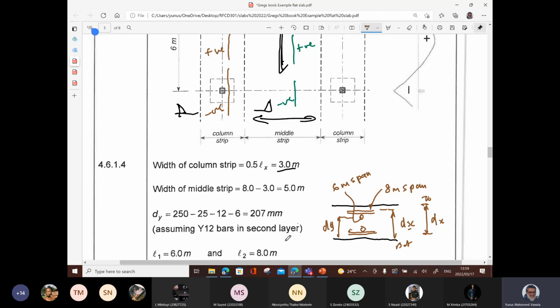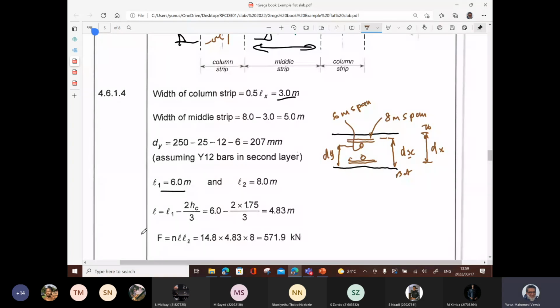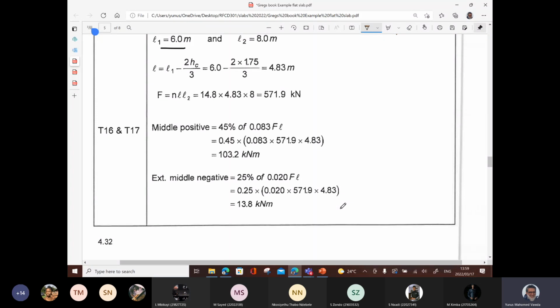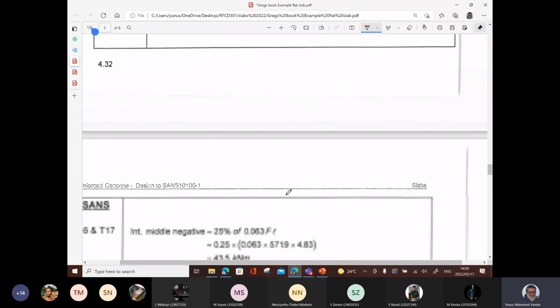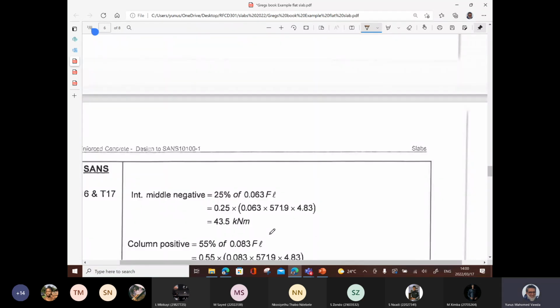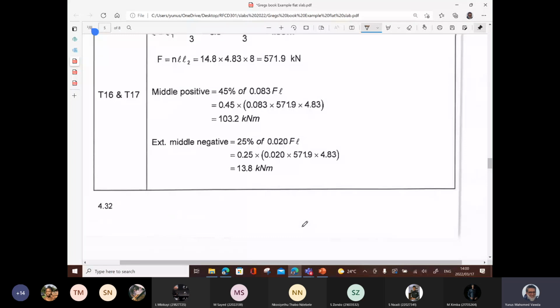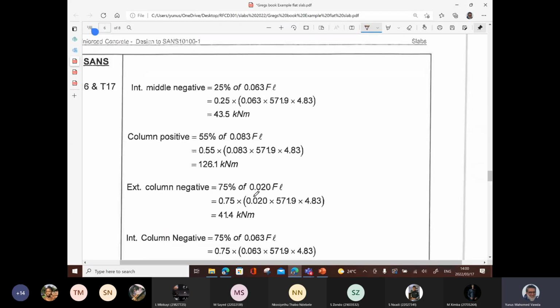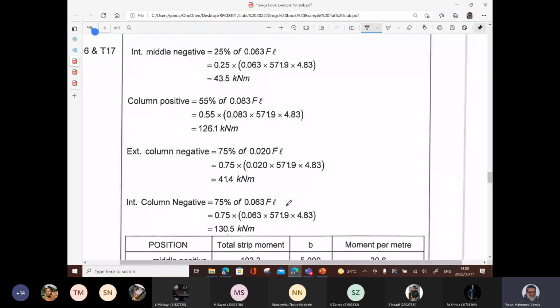All right, L1 is 6, L2 is 8. And so we go L is equal to L1 minus 2H, same thing as we did before. We got the effective length, we got the total load. Middle positive, 45%, and therefore we look at column positive, 55%. Then middle negative, external, that's 25%, and external column negative is 75%. Interior column negative, 75%.